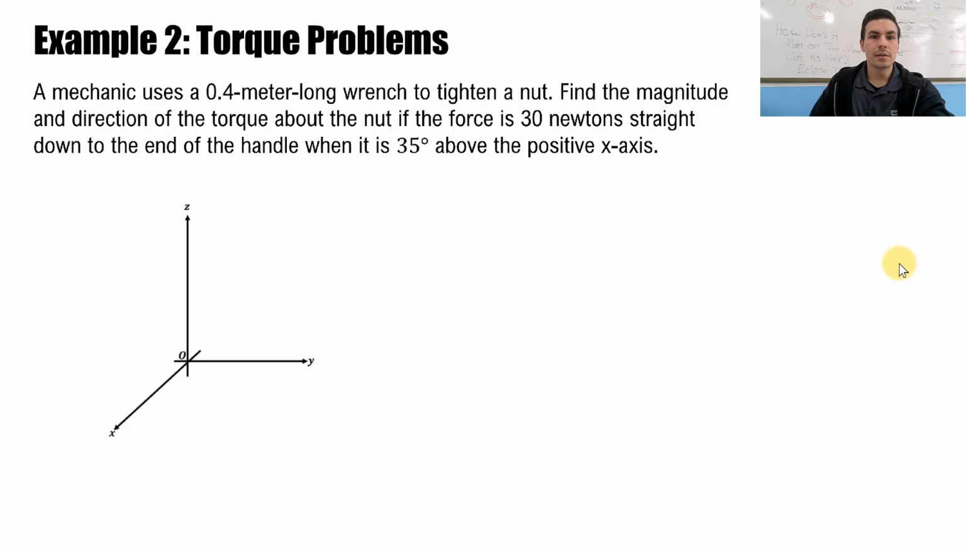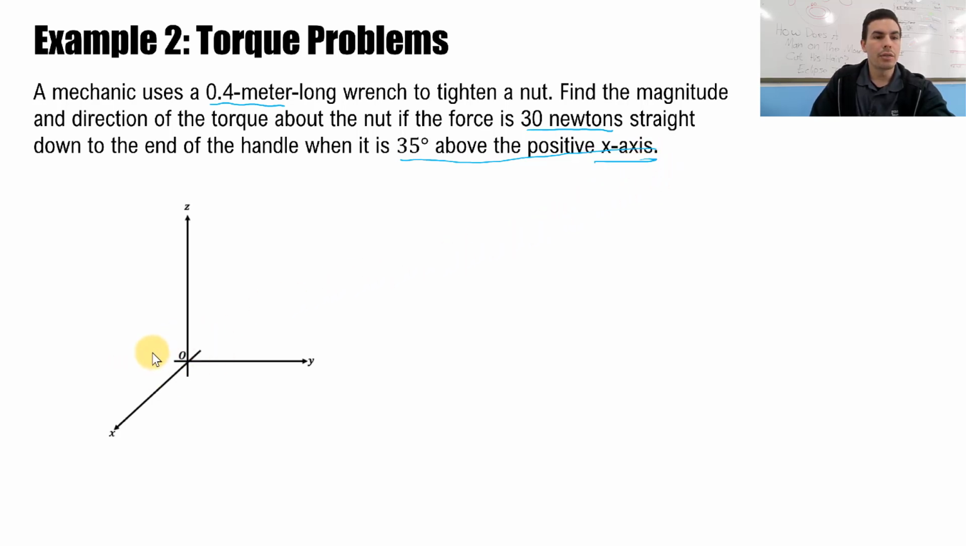All right, now let's take a look at some torque problems. We've got a mechanic using a wrench that's 0.4 meters long to tighten a nut. We need to find the magnitude and direction of the torque about the nut if the force is 30 newtons straight down to the end of the handle when it is 35 degrees above the positive x-axis. Okay, the positive x-axis. We need to understand that.